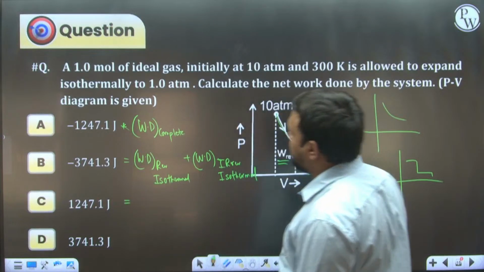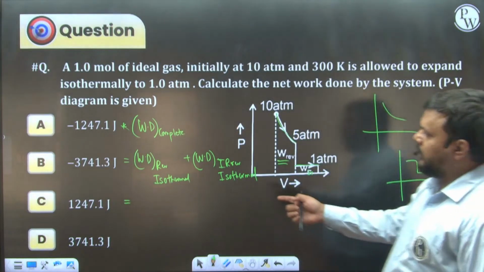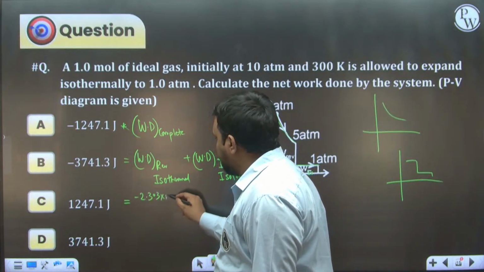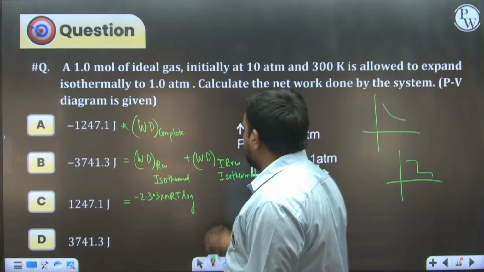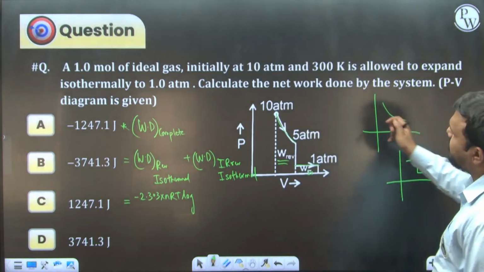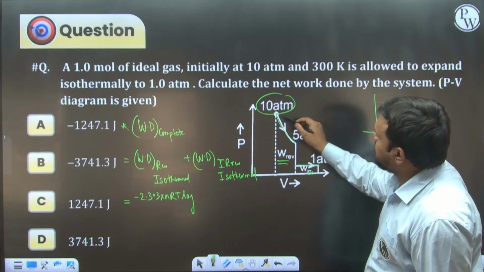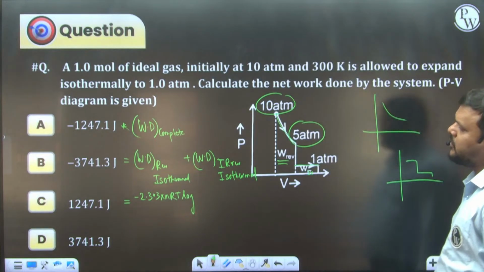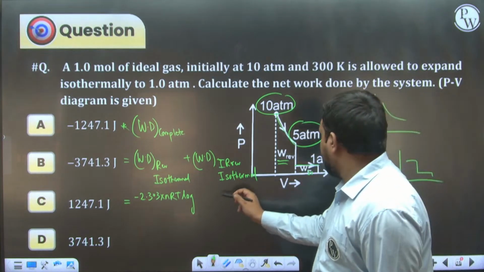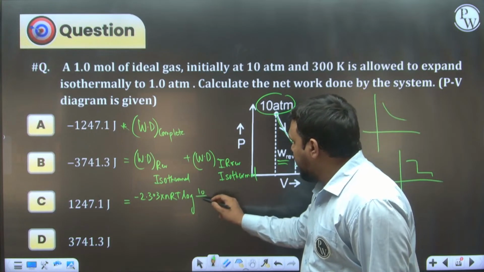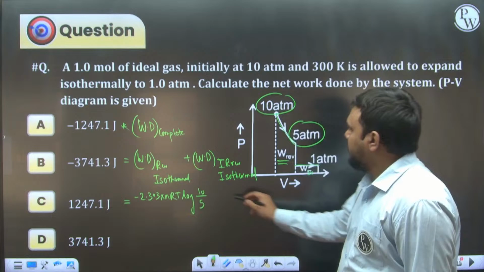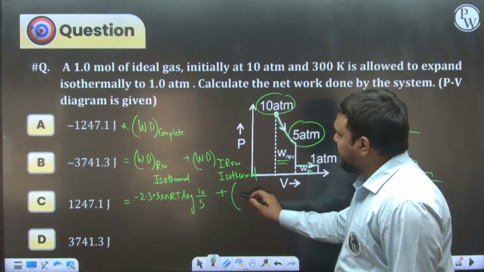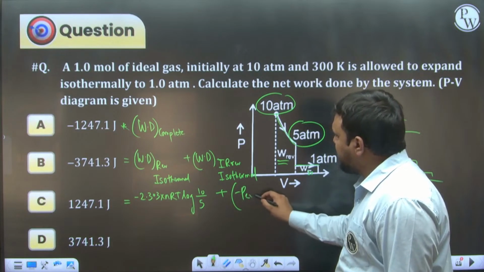So let us see work done for reversible. We already studied minus 2.303 nRT log of P initial upon P final. See, over here they have given us the information that the pressure initial is 10 atm and the pressure final is 5 atm. So we will be having the formula minus 2.303 nRT, P initial upon P final. P initial is 10 upon P final is 5. Plus work done for irreversible isothermal. Already we studied that it is always minus P external delta V.